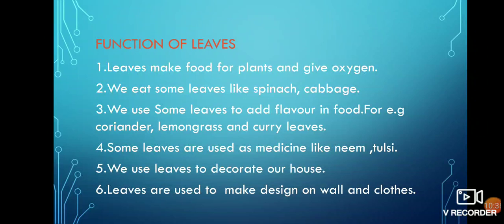So here are the functions of leaves. Till now this is what you have to learn. You have to listen.